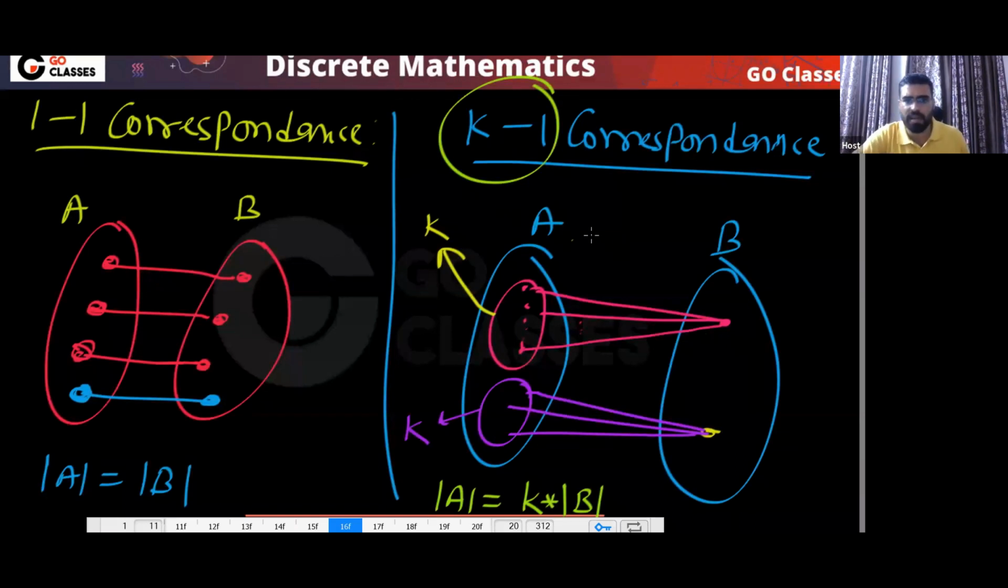So I can say the cardinality of A will be K multiplied by cardinality of B, or I can say cardinality of B will be equal to cardinality of A divided by K. Okay, so that is the idea. Very simple. Yes or no? This K to 1 correspondence, is this clear?